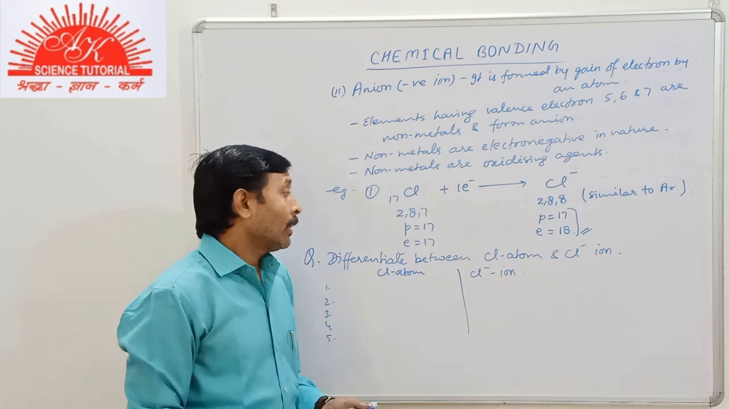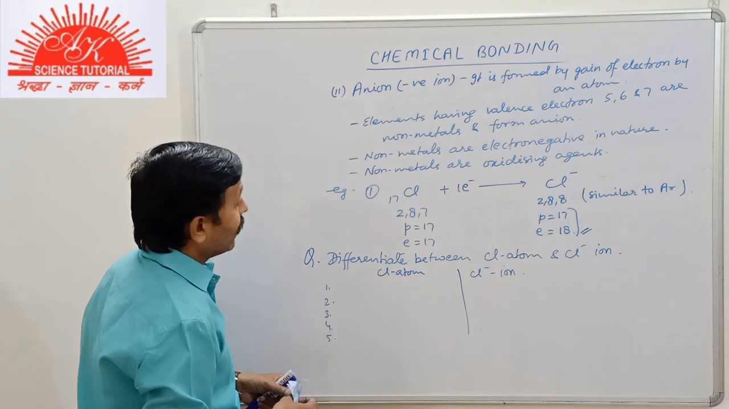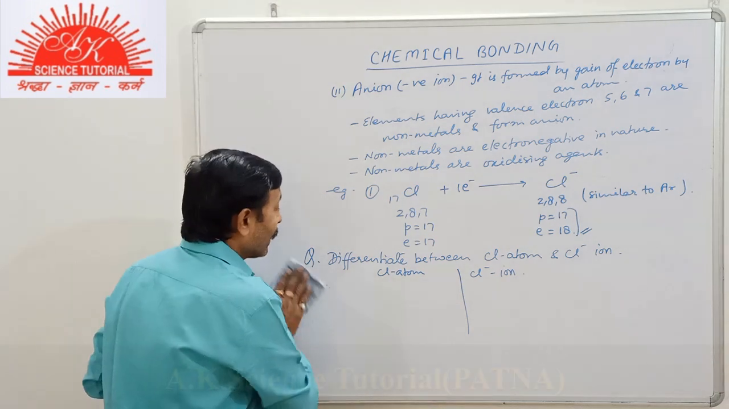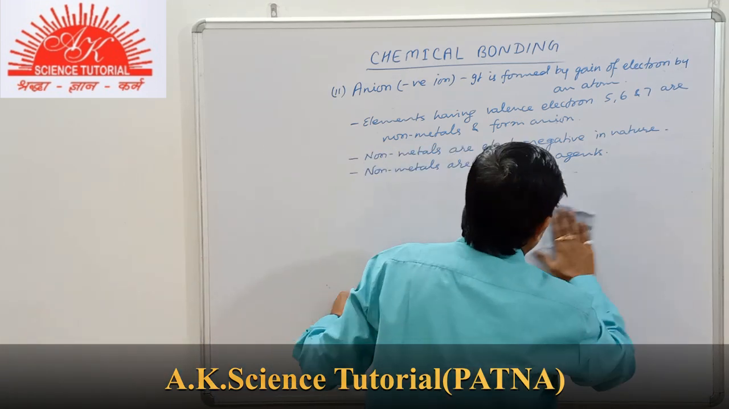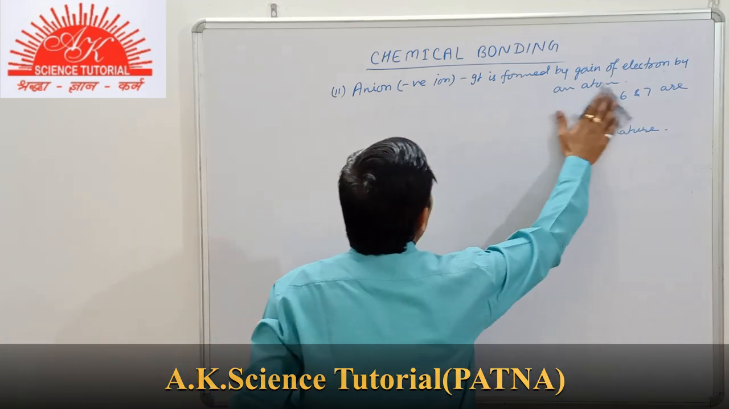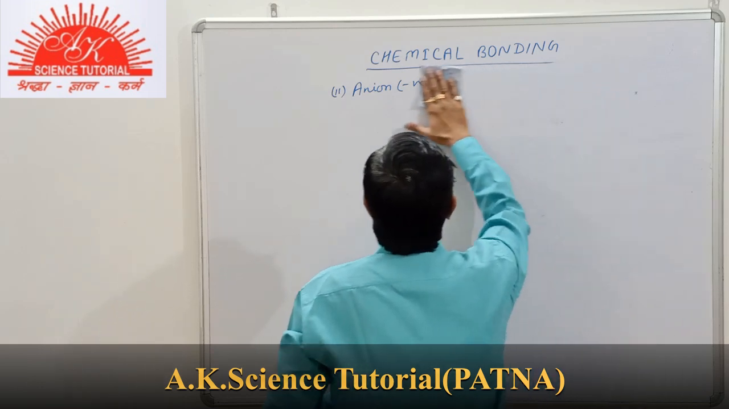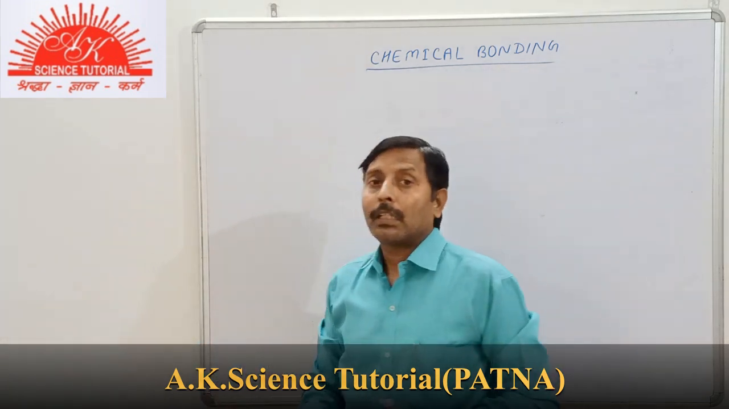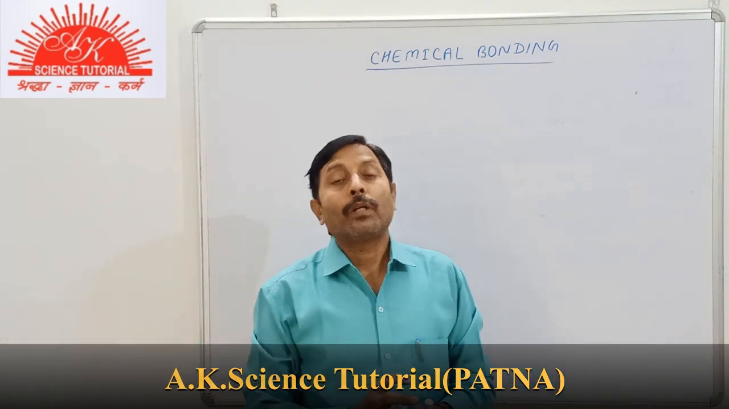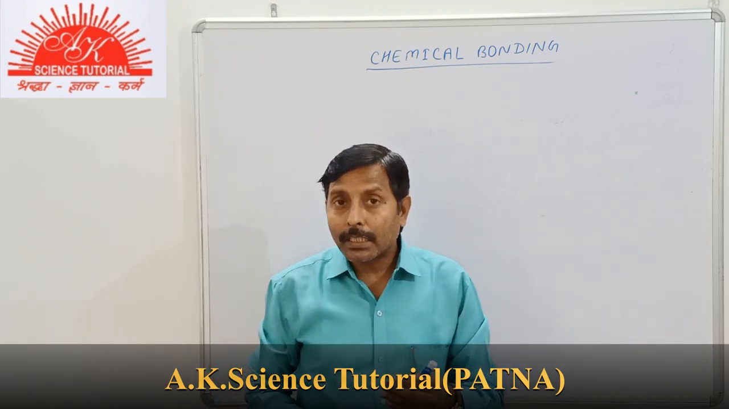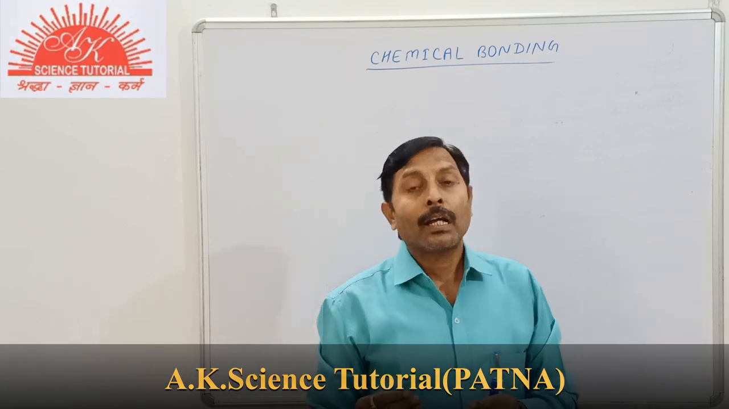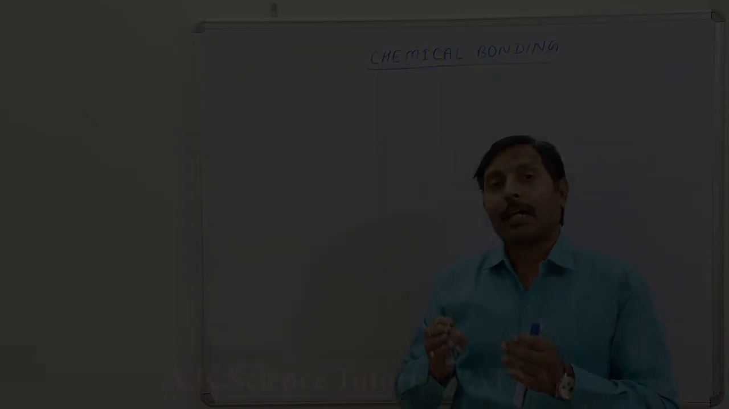So students, the points which we have written earlier in cation can be easily used to distinguish between the atom and its anion. So this is about the chemical bond, what is the cause of its reactivity, cause of chemical bonding, and the two types of ions.